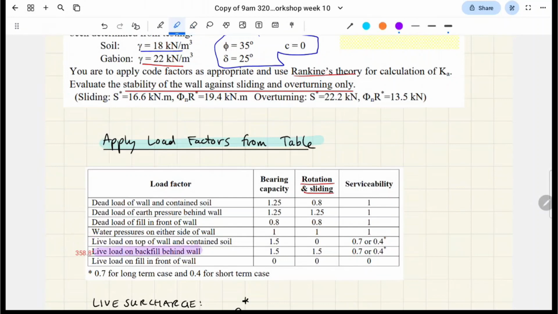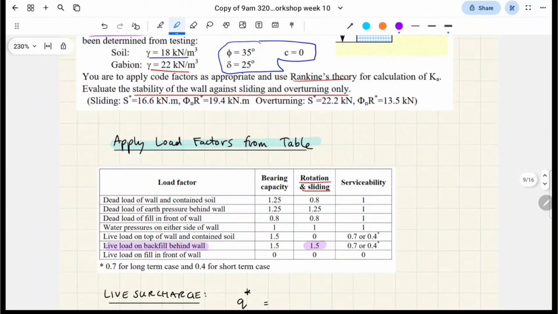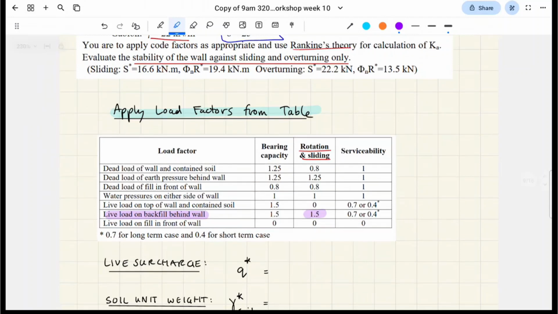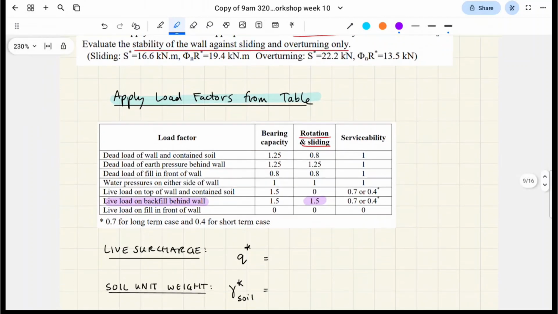It's this one. So it's the backfill. The backfill refers to the soil at the higher elevation, essentially, right? That word comes from how it's installed. Backfill is where you get soil from another site, deliver it on site, and level it out from that, right? Okay, so that's our live load and the factor will be 1.5, cool.